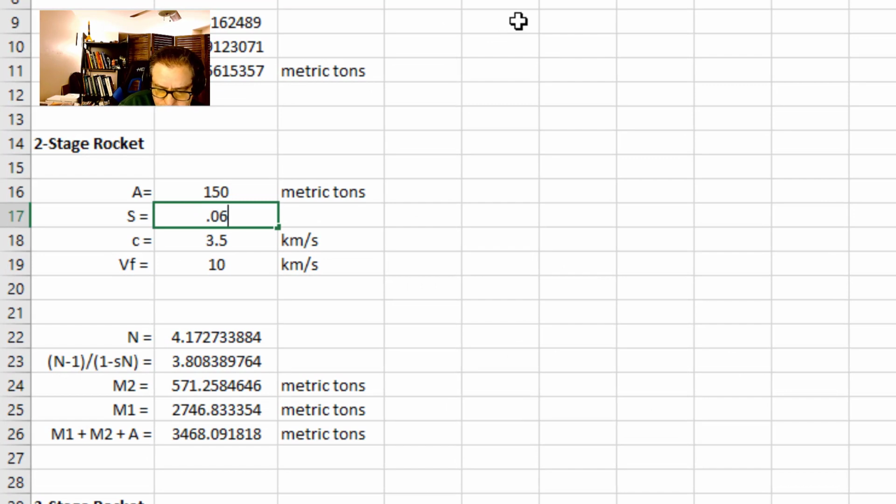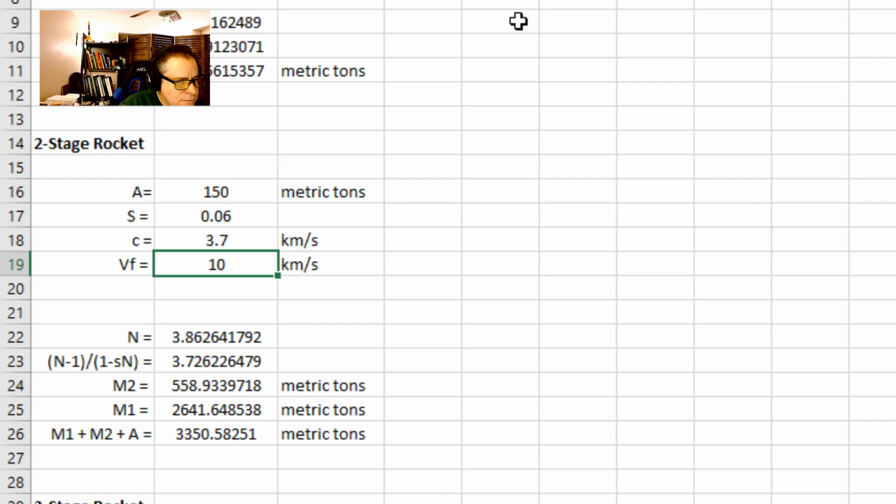Let's put the structural factor at 0.06, but we'll increase the relative exhaust speed to be 3.7 kilometers per second, and keep that target at 10 kilometers per second, and we get about, let's call it, 559 metric tons for stage 2, about 2,642 metric tons for stage 1, and altogether 3,351, let's say, metric tons, theoretically.